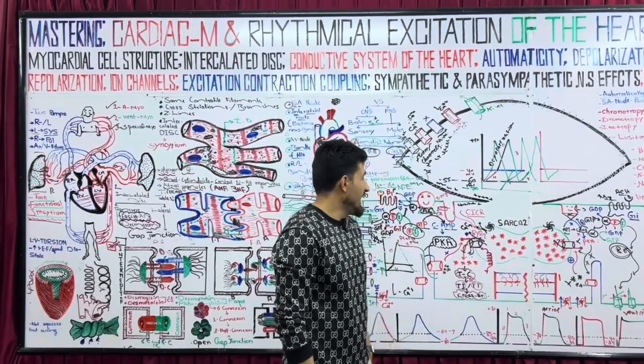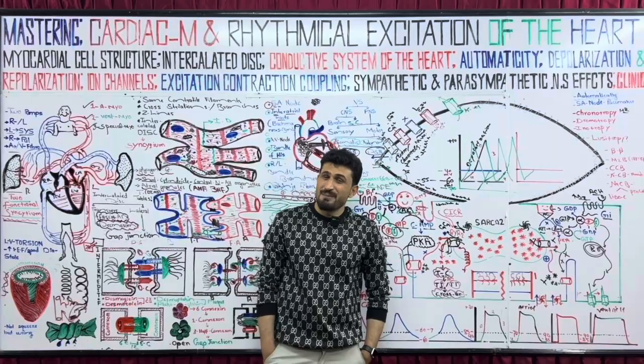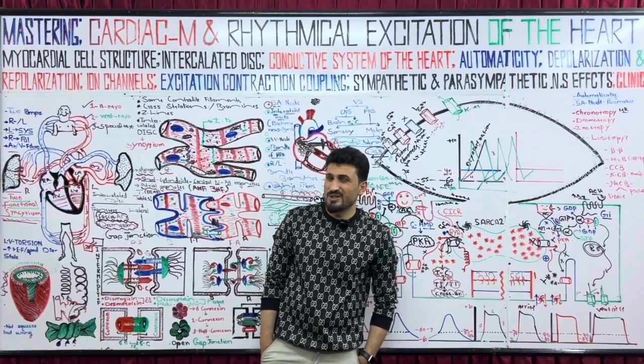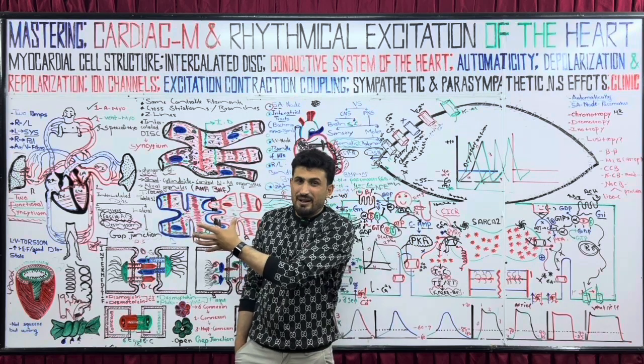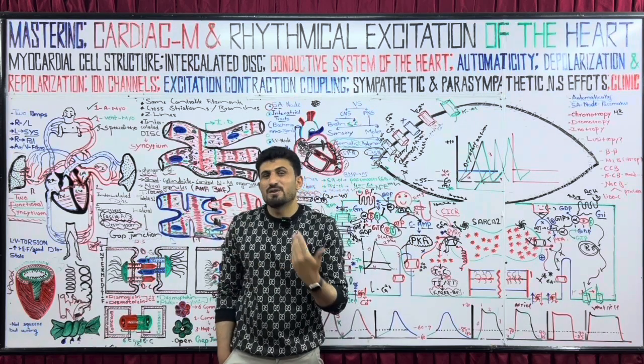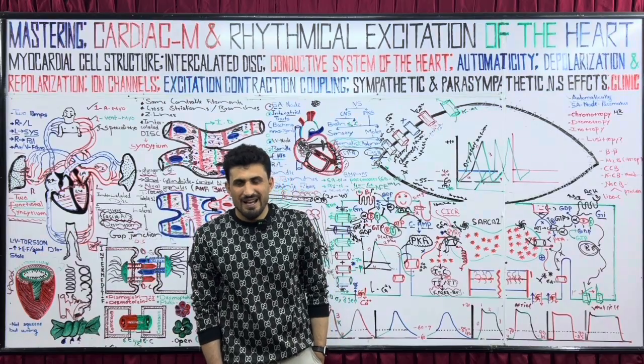So these were all about the myocardial cells, about the rhythmical excitation of the heart, about automaticity, about the pacemaker, about how the SA node and AV node produce depolarization and repolarization. So have a good time till the next lecture, and in the next lecture, inshallah, we will talk about the cardiac cycle, how the heart goes through systole and diastole, and which phases are there in systole and diastole of the heart. Have a good time till the next lecture.